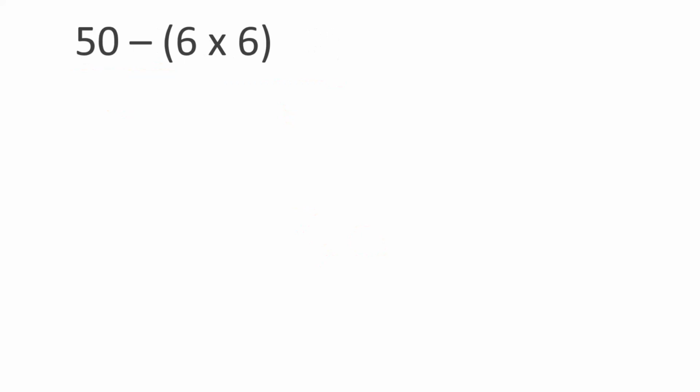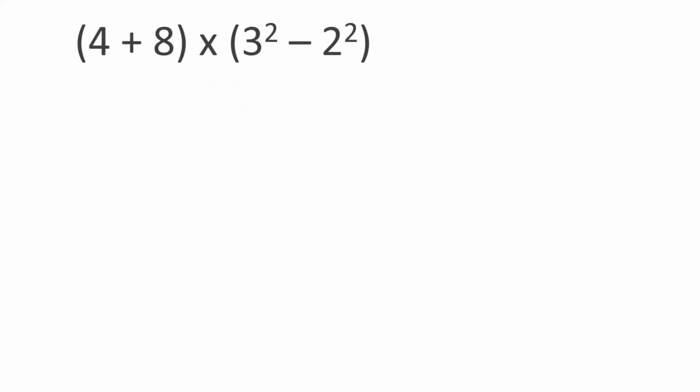50 minus (6 by 6). Well, we're going to do that 6 by 6 first because it's in brackets. So 6 sixes are 36. And now we have 50 minus 36. Take 36 away from 50 and you will be left with 14.